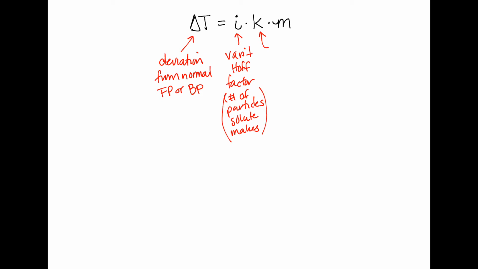This K is a constant for the solvent, and we use a KB when we're trying to find boiling point. We use a KF when we're trying to find freezing point. And then this M is the molality of the solution. So that's the ratio of solvent and solute.